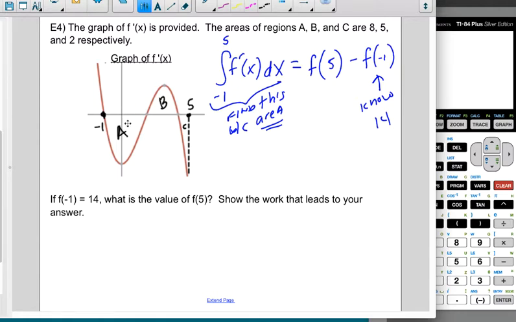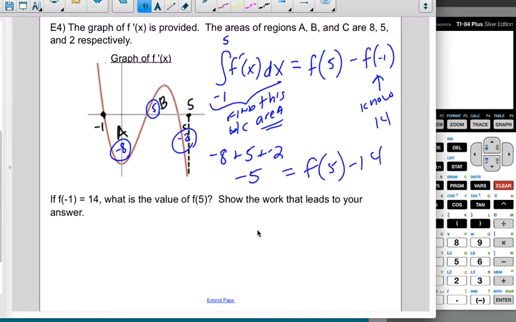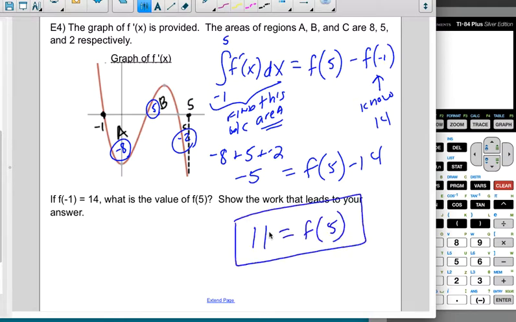So here's what I know. I know that A is an 8, but it's a -8 because it's below the axis. I know that B is a 5, and it's a positive 5 because it's above the axis. And I know that C is a -2 because it's below the axis. So A plus B plus C should be -8 plus 5 plus this -2. That nets a -5 equals f of 5 minus 14. When I add the 14 over, I get 11 equals f of 5. That's not an 11. Come on, brain. It's a 9. Sometimes my brain is sad. Just ignore it. It's a 9.